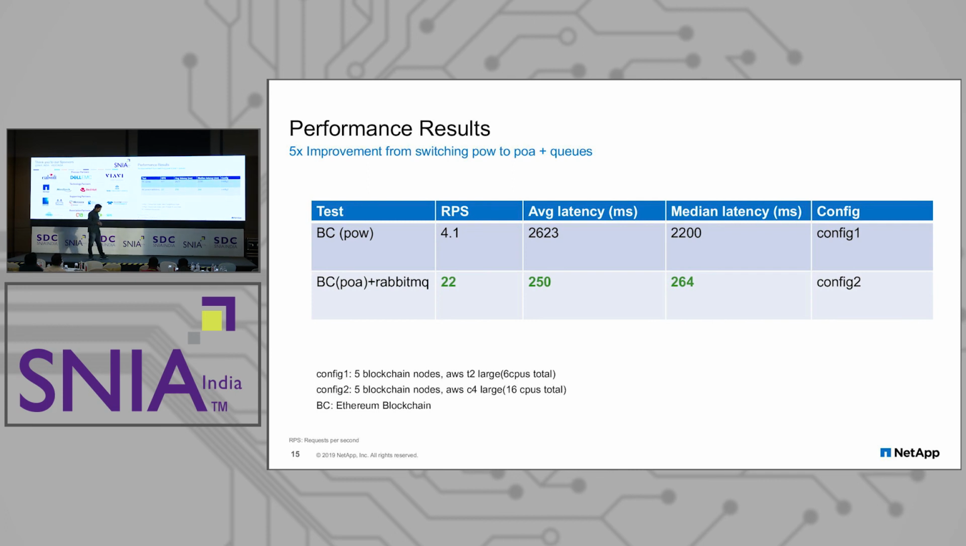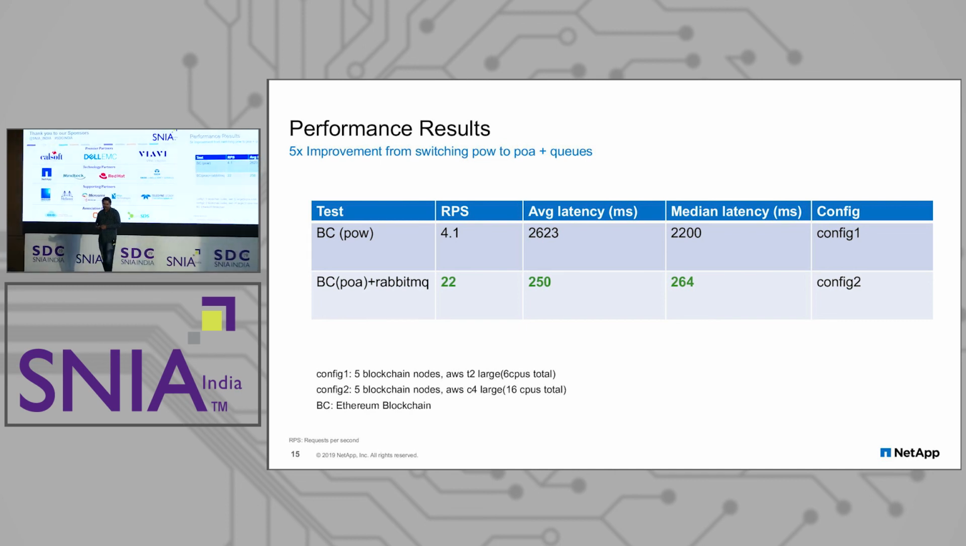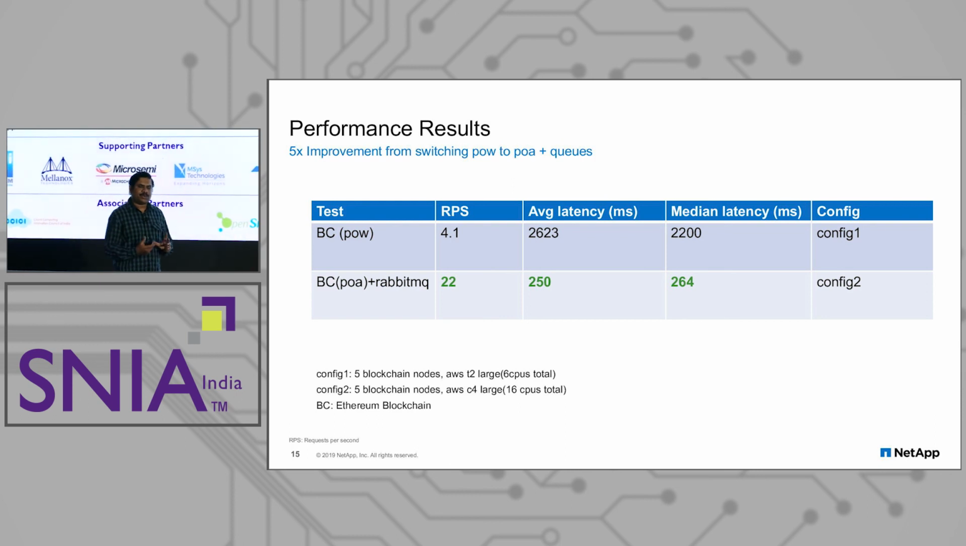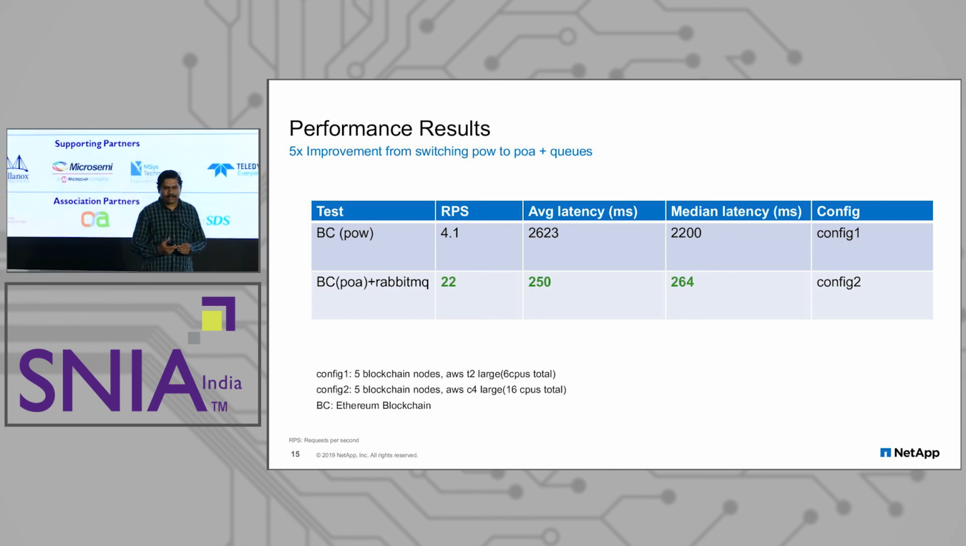These are some of the performance results that we got out of our DApp instance. Initially we used the blockchain with a proof of work kind of consensus mechanism to establish trust. Here RPS means requests per second, which is the number of requests that we are ingesting into the framework.